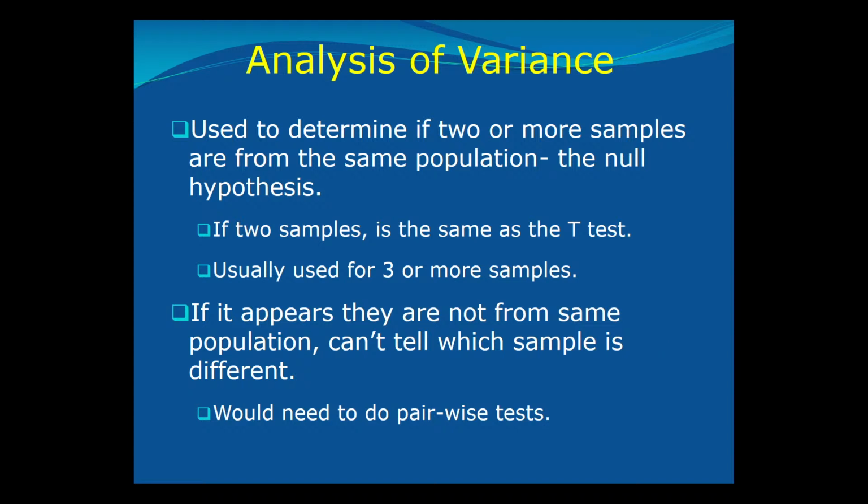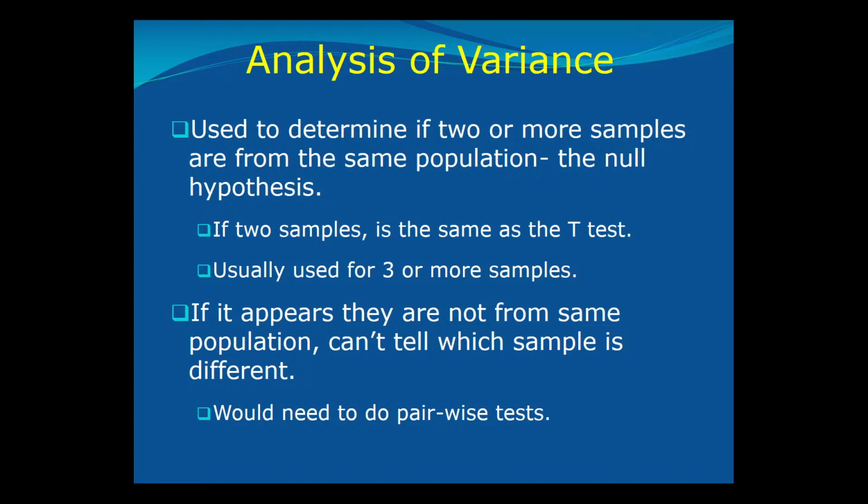One more method of hypothesis testing is analysis of variance. It is used to determine if two or more samples are from the same population or not. If we have two samples, we should use the t-test. If we have more than two samples, three or more samples, we should use analysis of variance.